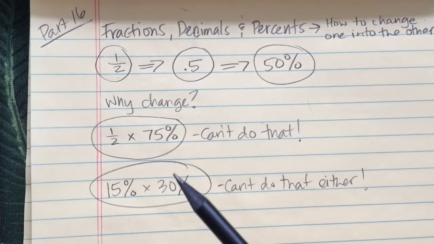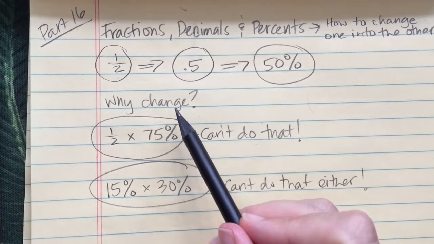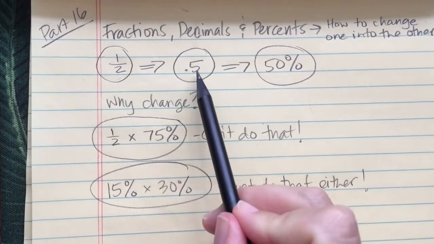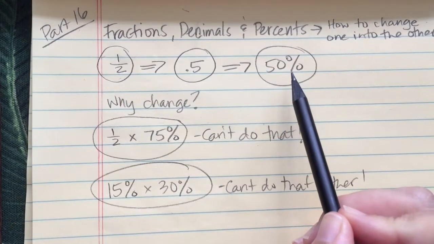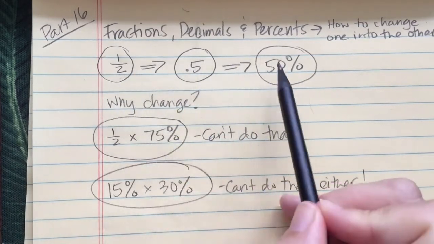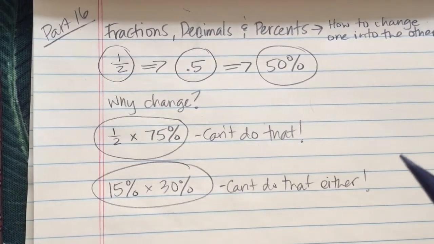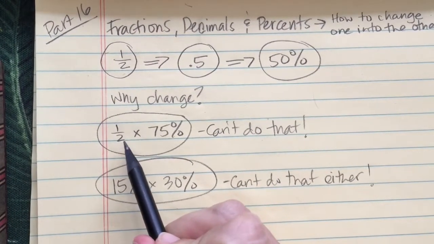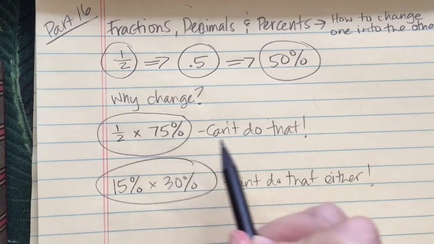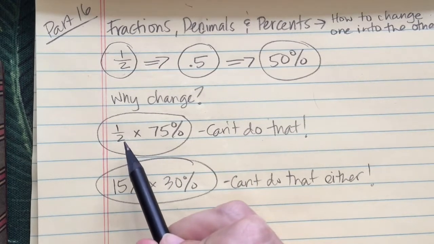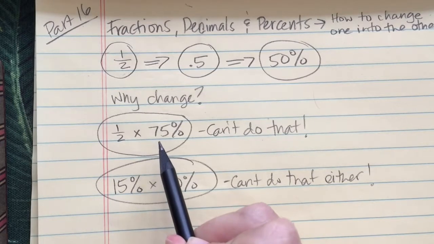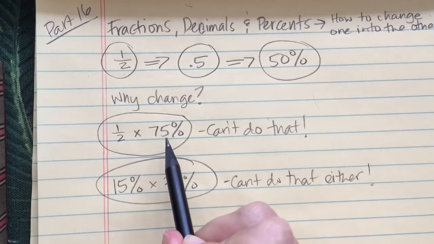Now, why do we need to learn how to change? Well, because we're going to be doing operations with some of these things, and sometimes some of the word problems put two different forms together, and you're supposed to maybe multiply them. So for example, if you had a half times 75%, you can't do that. You need to change one. They have to be the same, either both fractions or both decimals, okay?